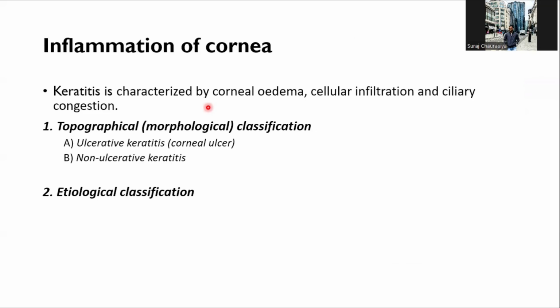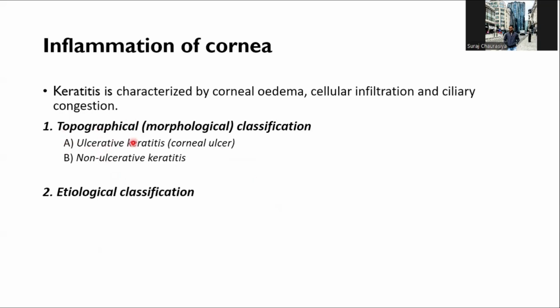So next, coming to the inflammations of the cornea. Inflammation of the cornea is basically called keratitis, and keratitis is characterized by corneal edema, cellular infiltration, and ciliary congestion. There are different classifications of keratitis or corneal ulcers. It has been basically divided into two parts. One is the topographical, that is morphological classification, and another is based on the etiological classification. So let's go one by one.